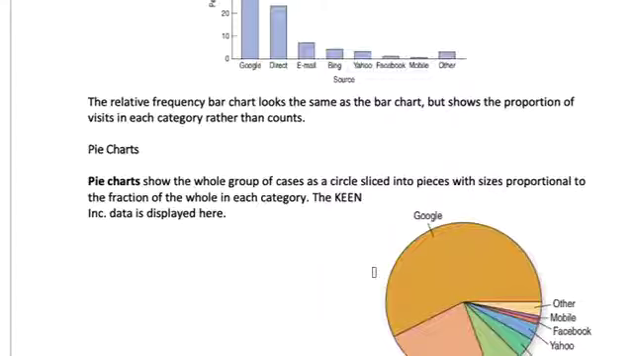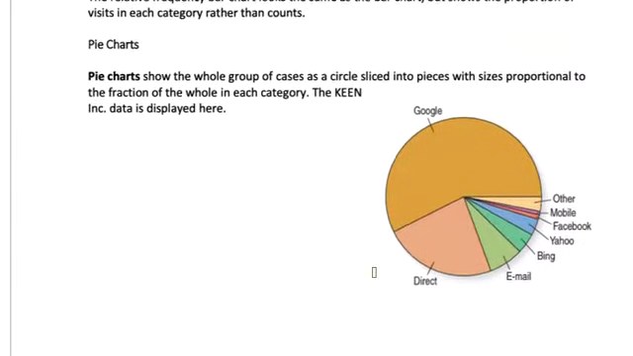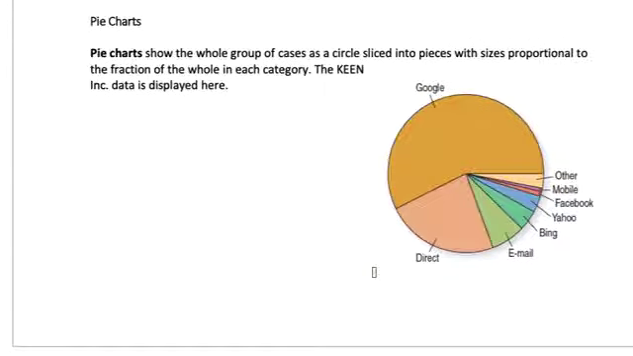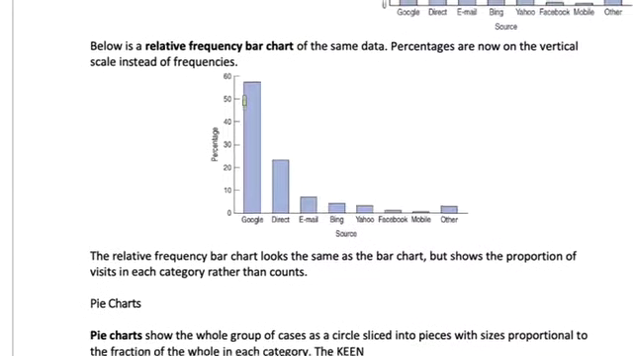Another type of graph that's commonly used with categorical data is a pie chart. Pie chart shows the whole divided up into different slices that are proportional to the percentage for each category. So with the pie chart, it's easy to see that the slice for Google is over half of the overall pie. And so you can easily see that Google is going to be a little bit over 50%. It's not as easy to see that in a bar graph.